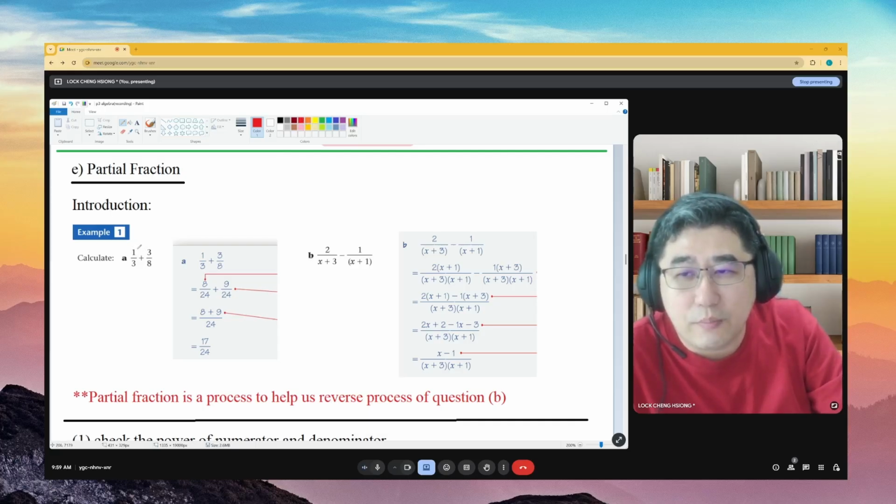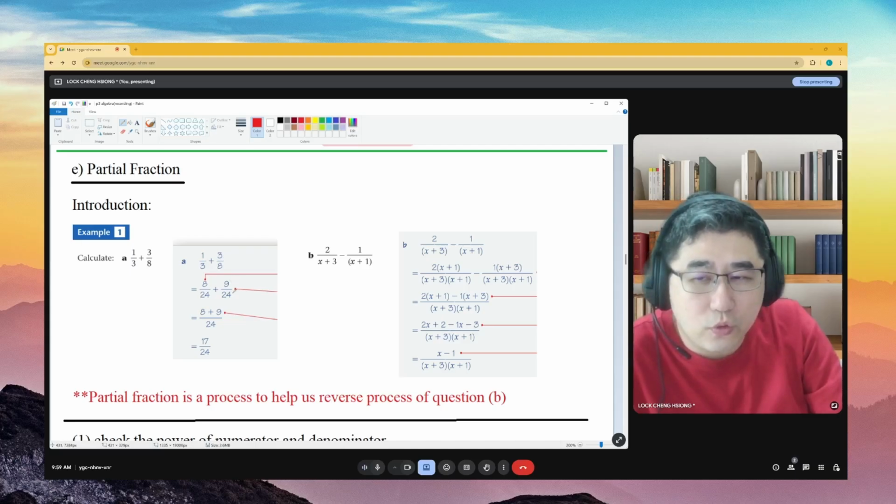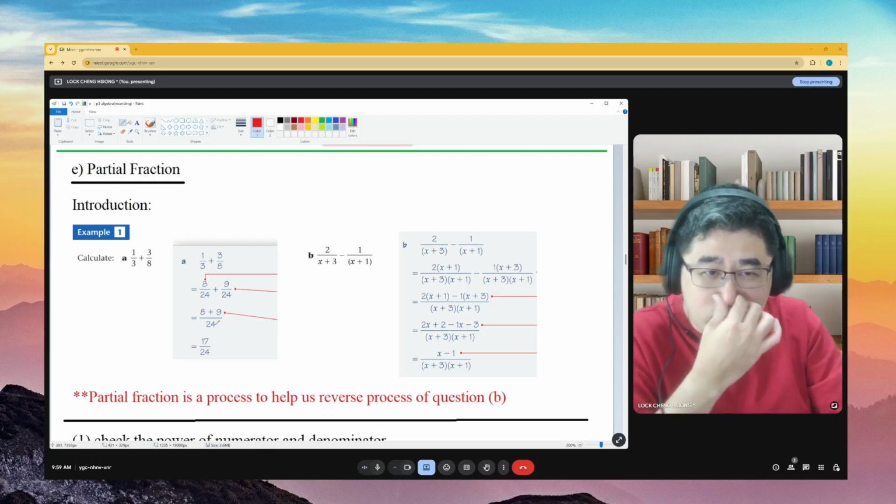I want to sum the numbers 1 over 3 plus 3 over 8. Usually what we do during primary school is make them the same denominator. So 1 over 3, times by 8 above and times by 8 below, becomes 8 over 24. For 3 over 8, I times by 3 above and below, therefore I have 9 over 24. Now you have the same denominator, then we add them together: 8 plus 9, so you have 17 over 24. This is when we deal with numbers.